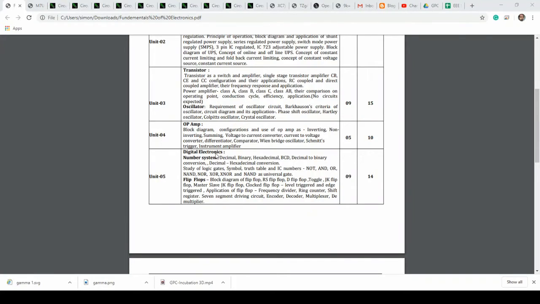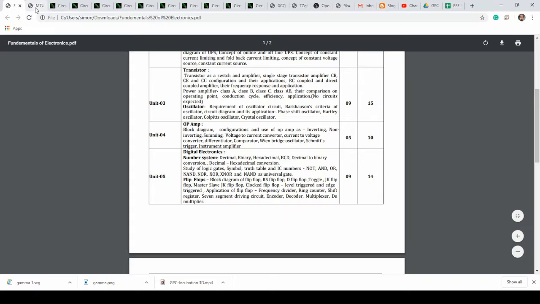Looking at our syllabus, you would see that we have the block diagram, the configuration, the use of an op-amp, and its inverting and non-inverting operation, summing, voltage to current conversion, current to voltage conversion, differentiator, comparator, Wien bridge oscillator, Schmitt trigger, and an instrumentation amplifier. We'll go through them one at a time. Let's look at what it looks like in reality.